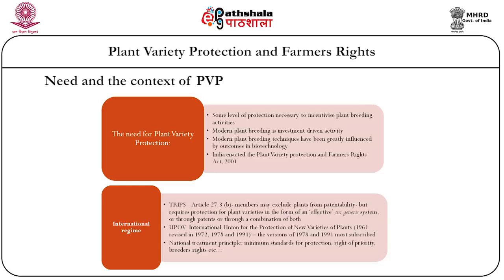It is also important to understand in the context of international protection that Article 27.3(b) of the TRIPS agreement does not require countries to comply with the UPOV Convention, that is the International Union for the Protection of New Varieties of Plants, either the 1961 or the revised version of 1991. Both versions could be subscribed to by India, but in the case of 1978 the subscription is closed and it is open for India to subscribe to the 1991 version.